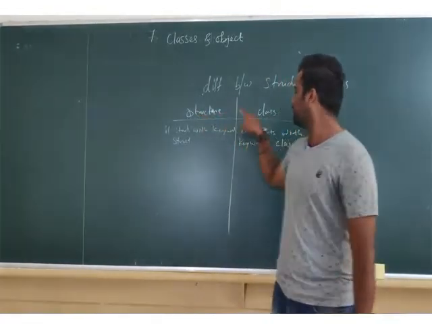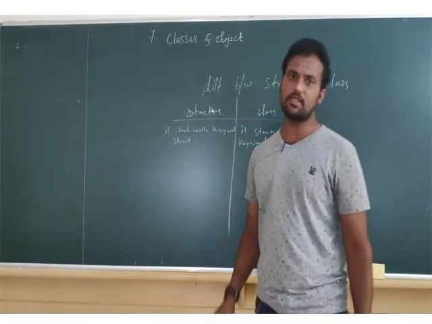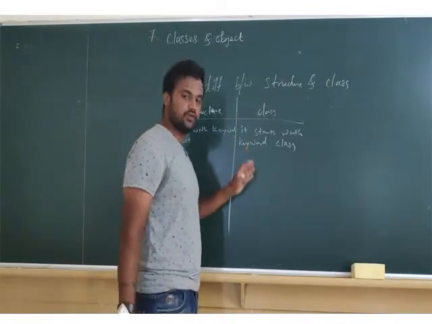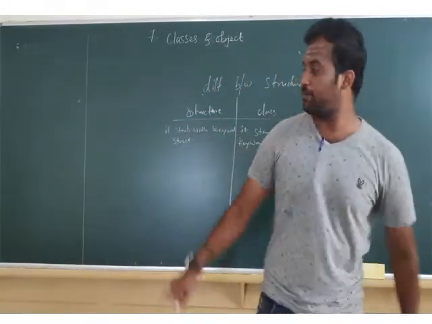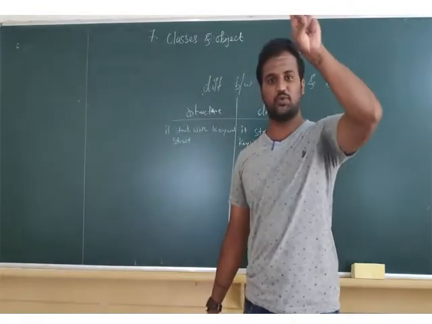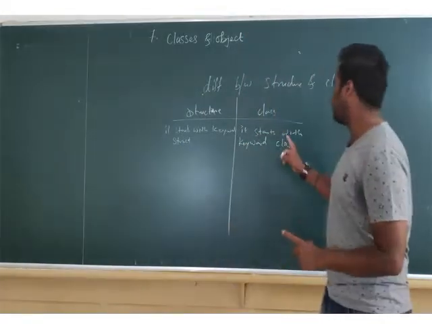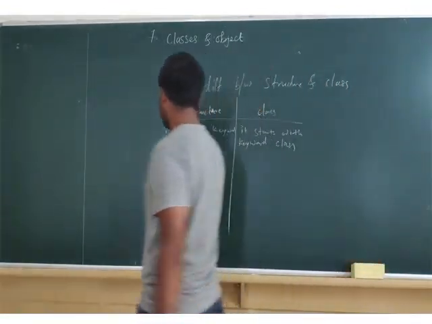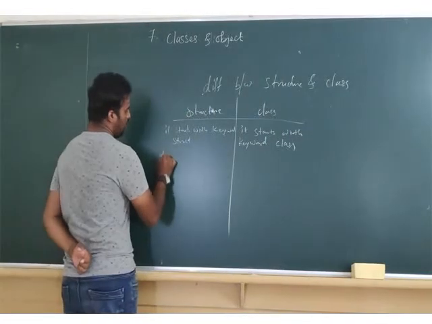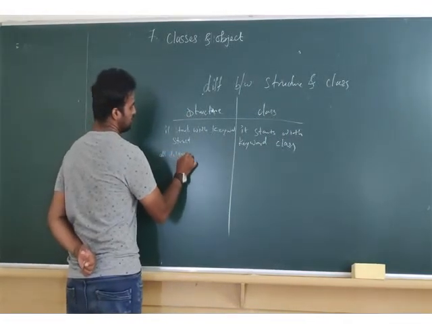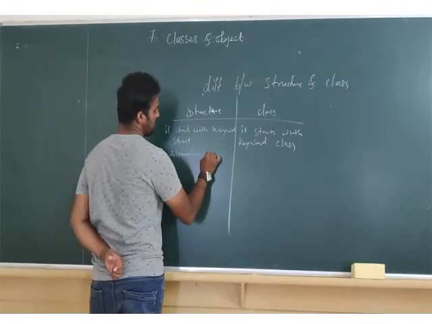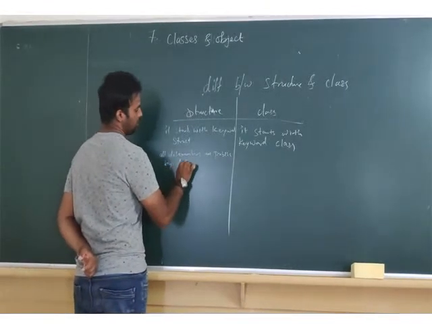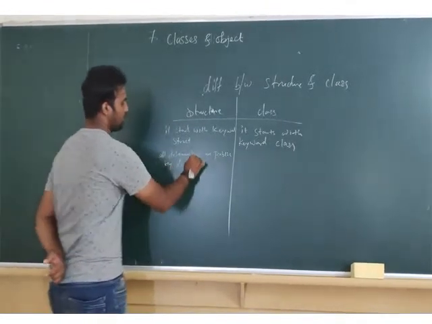So last year and this year, what is the difference? Structure is the last year concept, class is this year's concept. What is the difference? We are going to study. Okay? Here compulsory struct employee, struct student. Do you remember that? The same way here class employee, class student type. Okay? Here all data members are public by default.